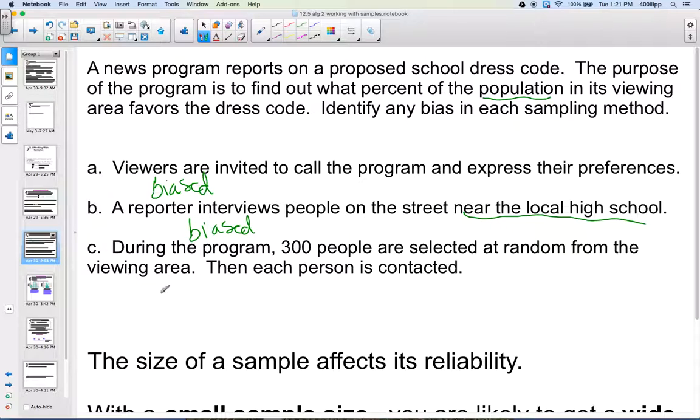Part C is during the program, 300 people are selected at random from the viewing area. Then each person is contacted. So since they're saying that they're selected at random, this is going to be our best choice here, because then they select the people at random and then those people are going to be contacted. So this is our best option here.